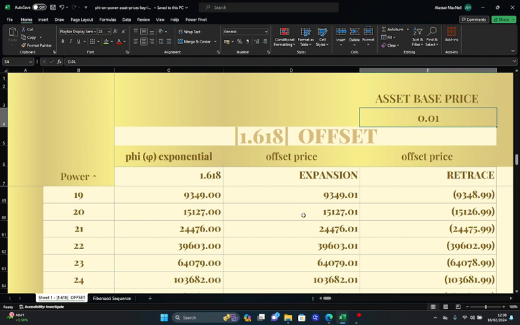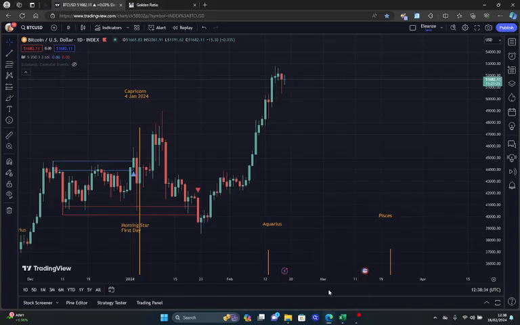So in terms of this spreadsheet, it has very strong evidence in the past that these phi exponential values are in operation on the Bitcoin market. Have a look for yourselves and tell me what you have found and what you think.